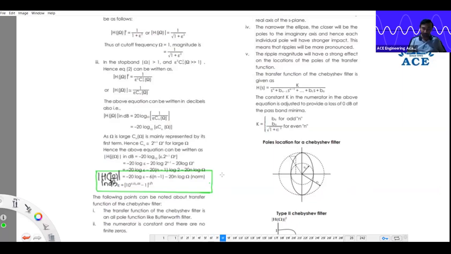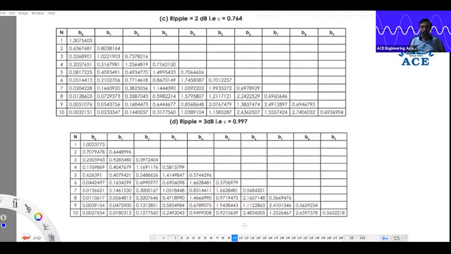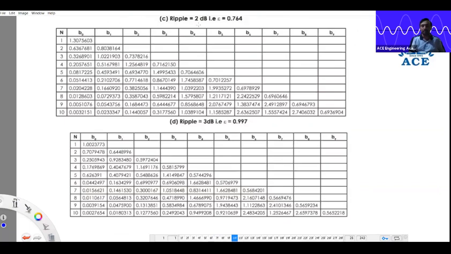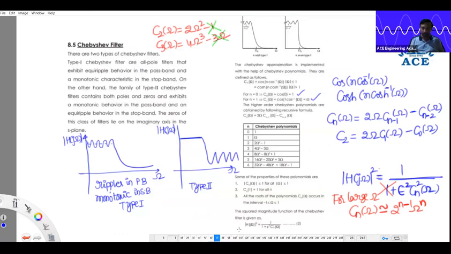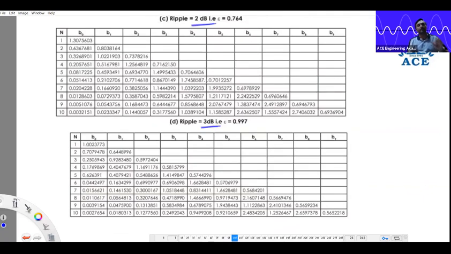The reason is, after finding the order of the Chebyshev filter, you require these tables to know the transfer function of the Chebyshev system. Ripple 0.5 dB, ripple 1 dB. What is ripple? Delta p. Ripple 2 dB, ripple 3 dB. That variation in magnitude which I have shown, how many possibilities do you see? 0.5 dB, 1 dB, 2 dB, 3 dB. They should provide these tables compulsorily in the GATE exam. Generally, it is not possible. So don't expect any question related to Chebyshev in the exam. Okay?